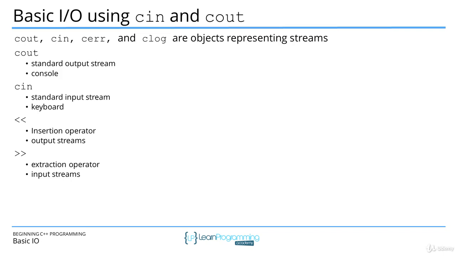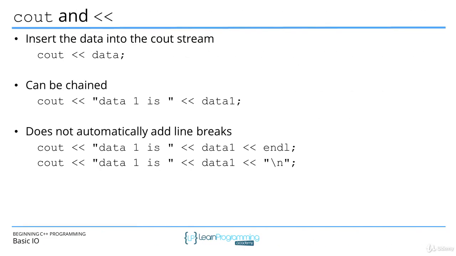Let's look at how we can use cout and the insertion operator. The insertion operator inserts the value of the operand to its right, in this case the variable data, into the cout output stream. Since cout is by default the console, the value of data will be displayed on the screen. Since we're using stream abstraction, we can chain multiple insertions in the same statement. This makes basic I/O very easy to do.